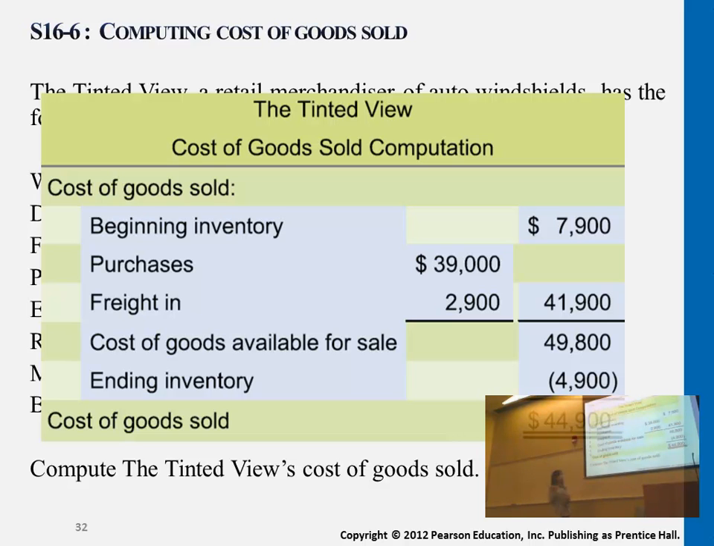Okay, so very good. You have beginning inventory, $7,900. You have new purchases, $39,000. Freight charges, that comes together with purchases, $2,900, and then we minus ending inventory, which is $4,900. So this is at the end, $4,900.